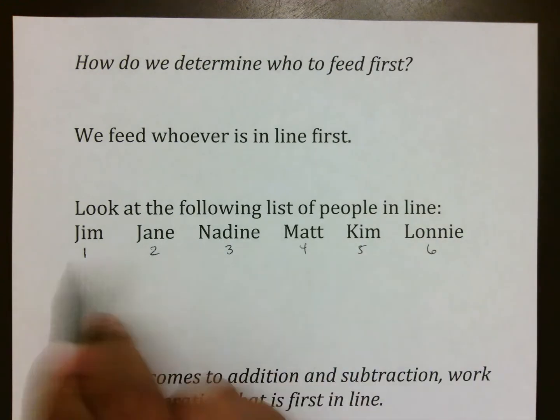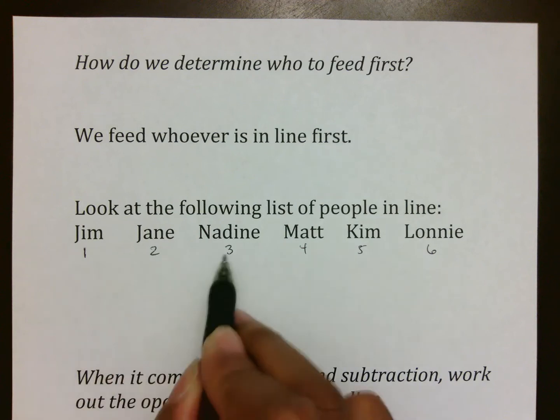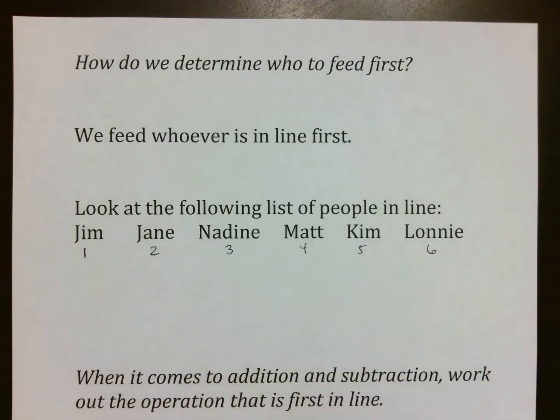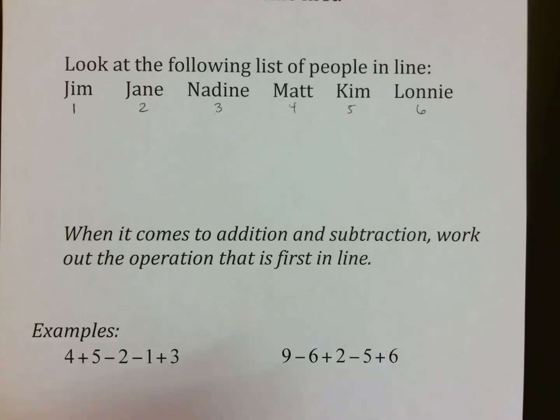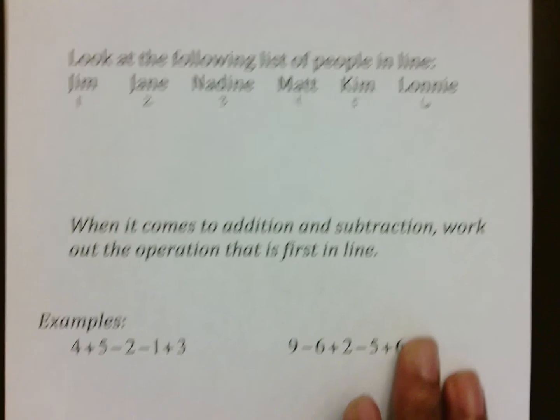You just feed the first person that's in line, then the next one, and the next one, and the next one, and the next one. The thing that people do, though, is they make it difficult because they forget that order of operations makes sense. So when it comes to addition and subtraction, just be sure to work out the operation that is first in line. And that's really all it comes down to. Once you understand that, it's pretty easy.